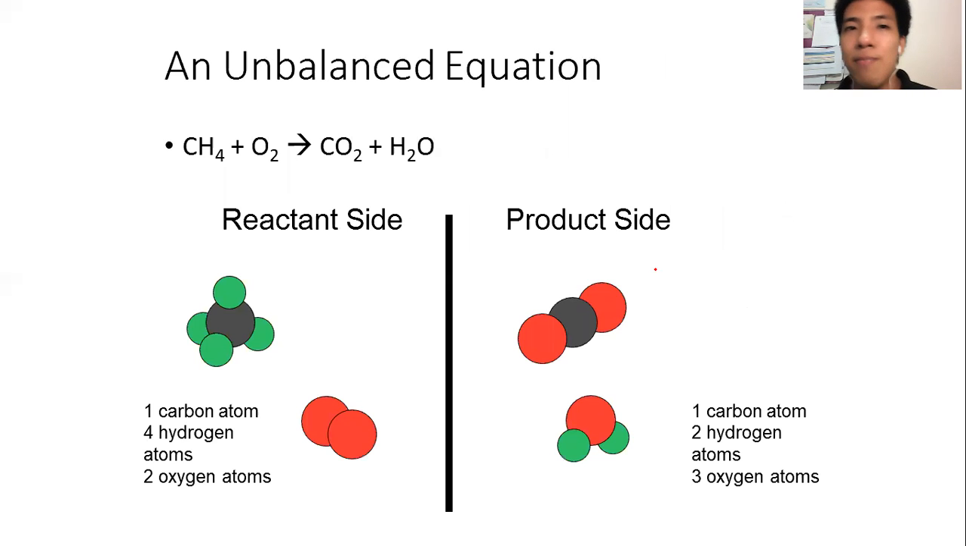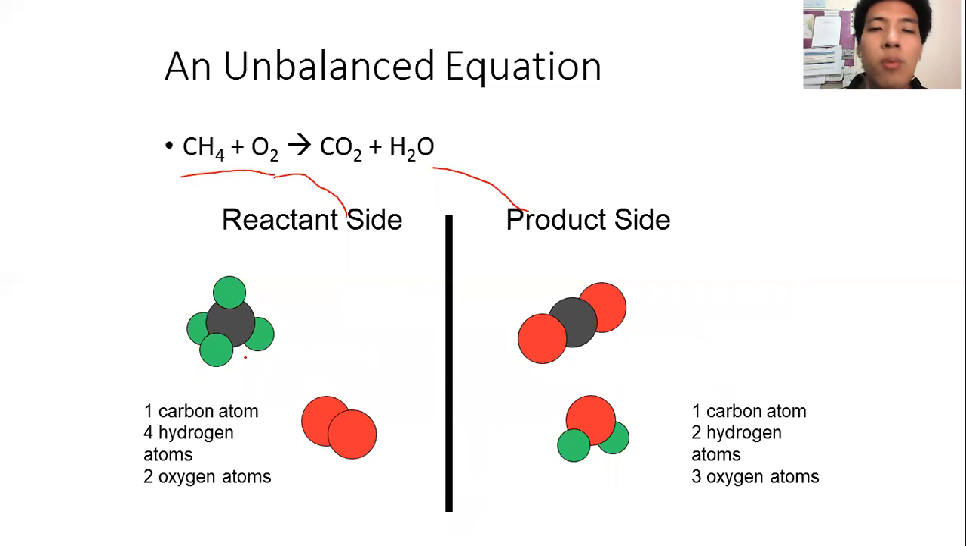Okay. Next, how are you going to balance an equation? This is an example of an unbalanced equation. We have here CH4 plus O2 yields CO2 plus H2O. We have the reactant side and the product side. The reactant side is CH4 and O2, or methane and oxygen. The product side is CO2 plus H2O, which is carbon dioxide plus water.